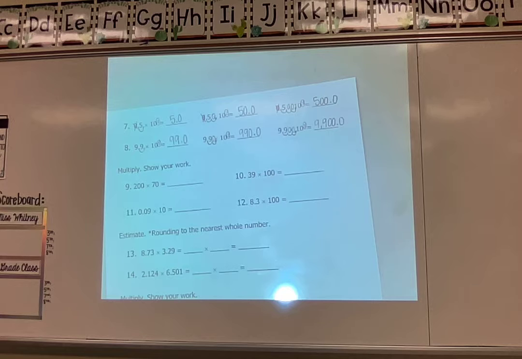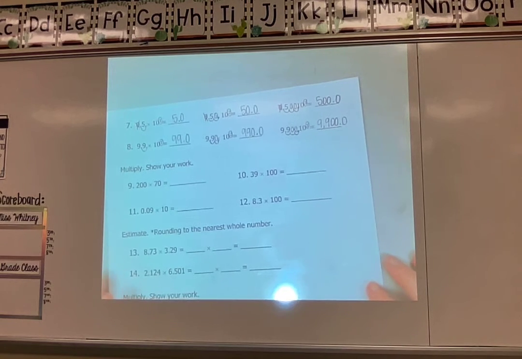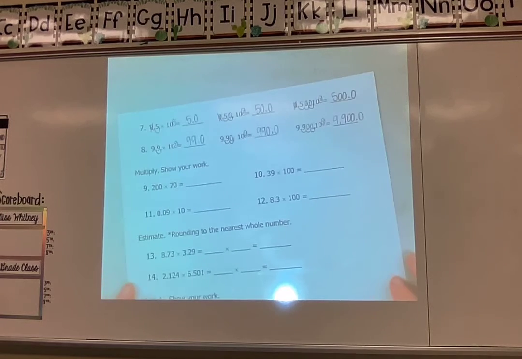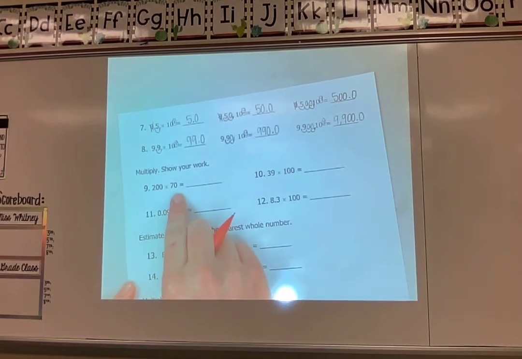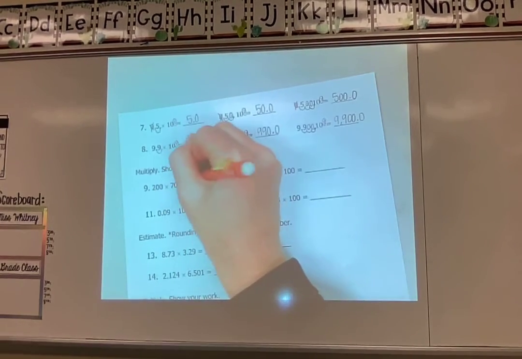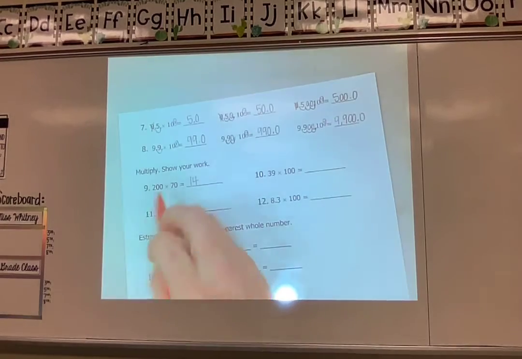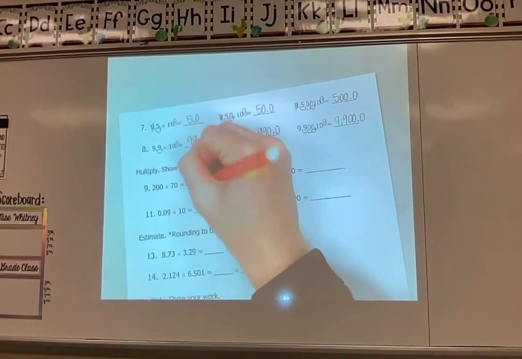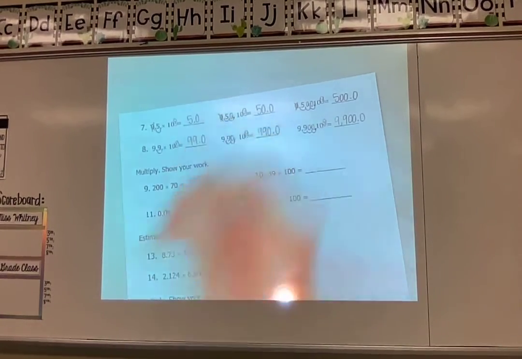Going on to the next section, it says multiply, show your work. We can use some zeros tricks here. You'll notice there's lots of zeros. That's what they're wanting us to do. So on this first one, it's just regular numbers. Cover up those zeros. 2 times 7 is 14. And how many zeros do I need to add back on? 1, 2, 3. And get my comma.